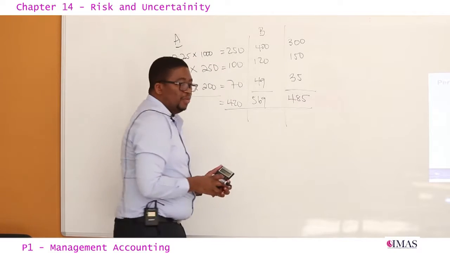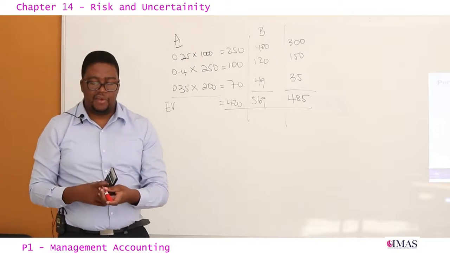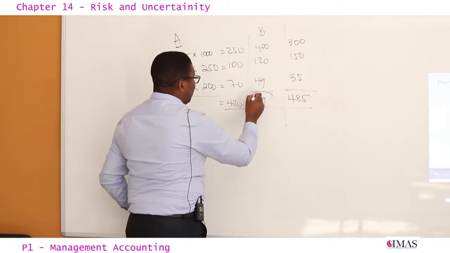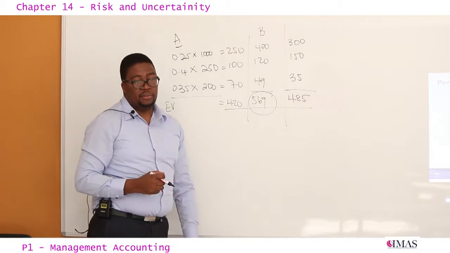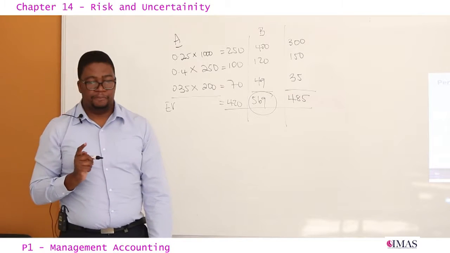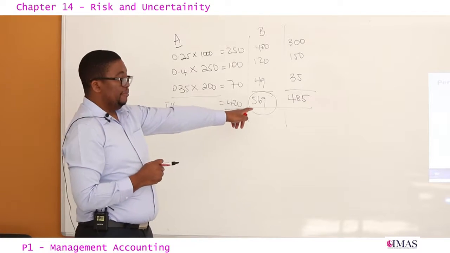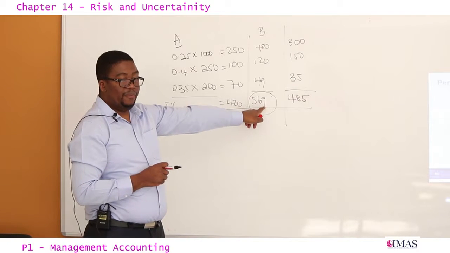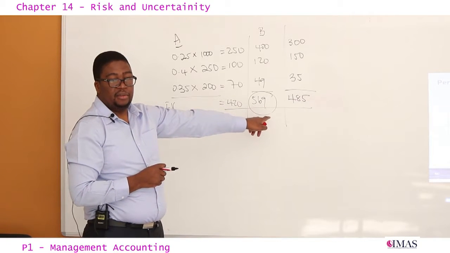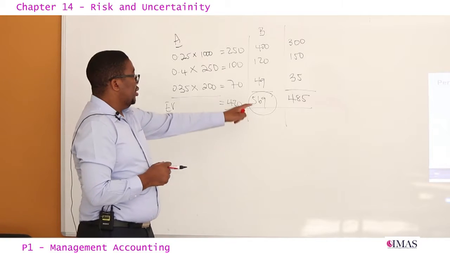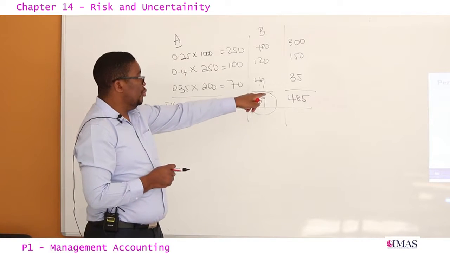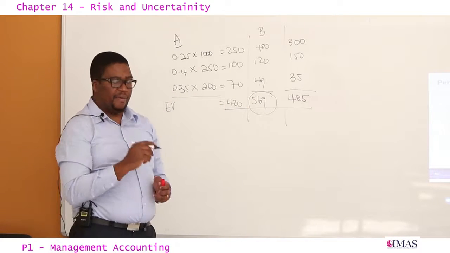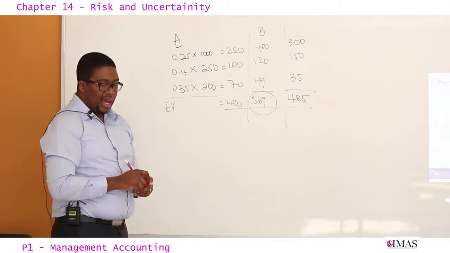Therefore, which project will you undertake if you have imperfect information? You will undertake project B because it gives you the highest expected value. Now, this is the expected value for imperfect information. The profit that you are likely to make will be 569 when you have imperfect information.